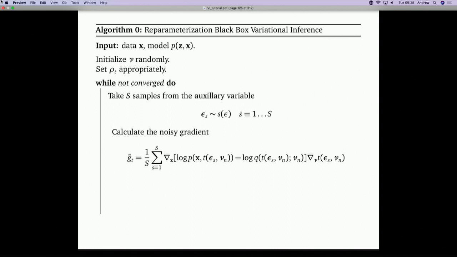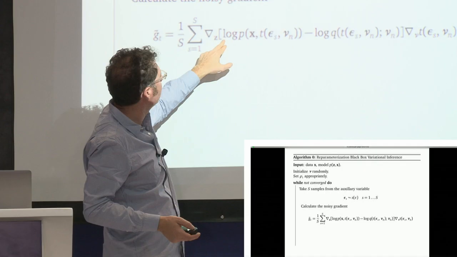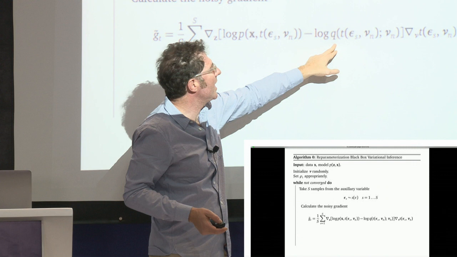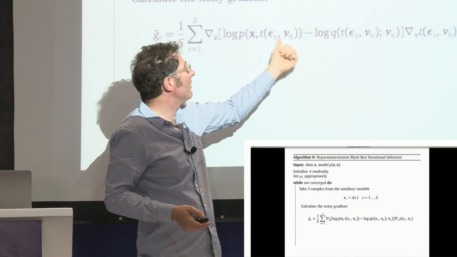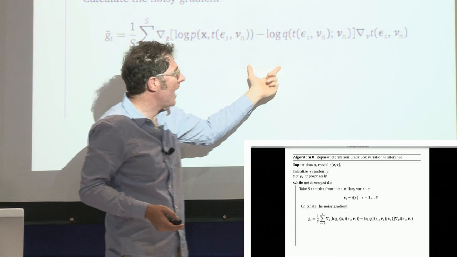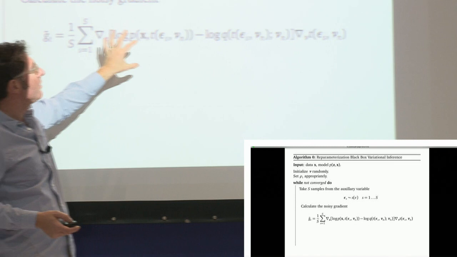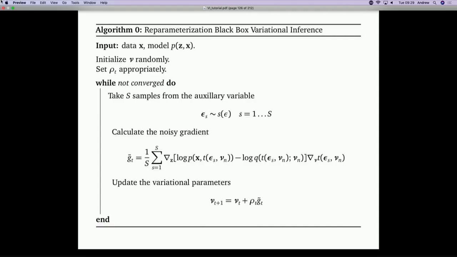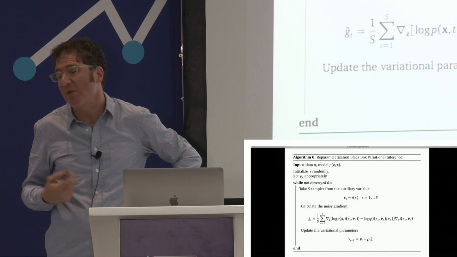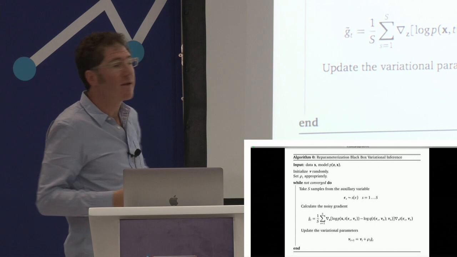I'm going to evaluate the gradient of the instantaneous ELBO at T of epsilon_s, nu_n. I guess n is the iteration. So I'm going to evaluate that gradient at the realized z that I get from these epsilons, and then I'm going to evaluate the gradient at those epsilons of the transformation. So this is a Monte Carlo estimate of the reparameterization gradient. And then I'm going to update the variational parameters as before: nu_{t+1} equals nu_t plus rho_t times this noisy gradient. Is this clear? This is the Monte Carlo stochastic optimization algorithm using the reparameterization gradient. And it's really the same algorithm as before, just I've changed the way I construe the gradient of the ELBO as an expectation. Any questions?